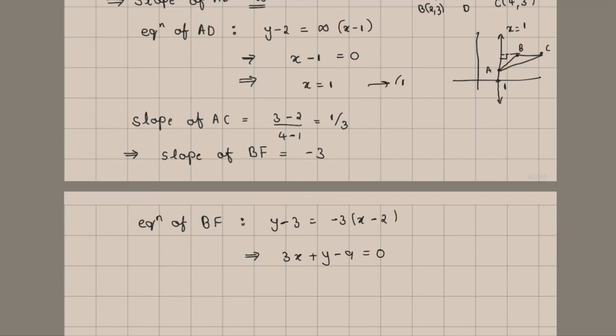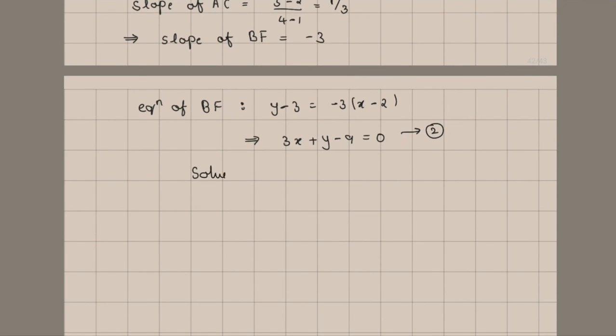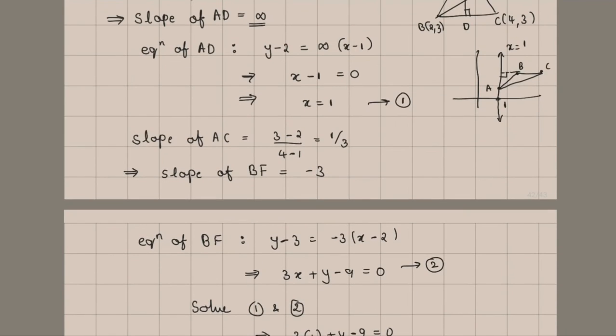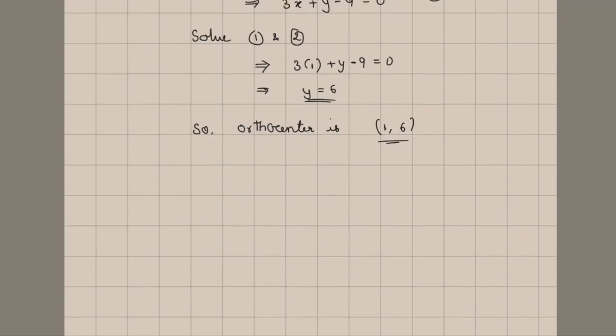So this is equation 1, x equal to 1, and this is equation 2. Solve 1 and 2. From 1, x equals 1; put x equal to 1 in the second equation, which gives 3 into 1 plus y minus 9 equal to 0, which gives y equals 6. So the orthocenter is (1, 6), because we got the x coordinate as 1 and the y coordinate as 6.